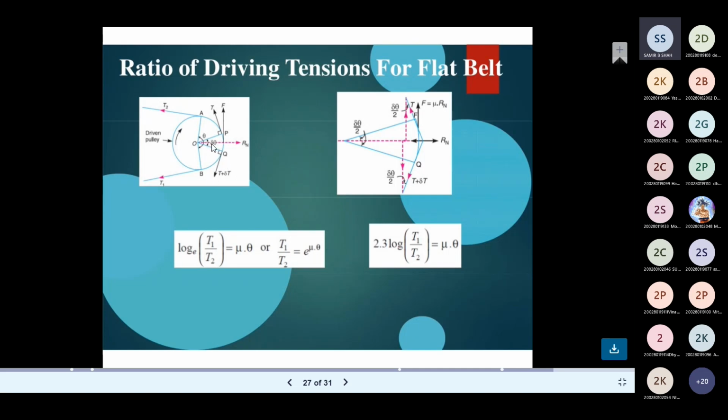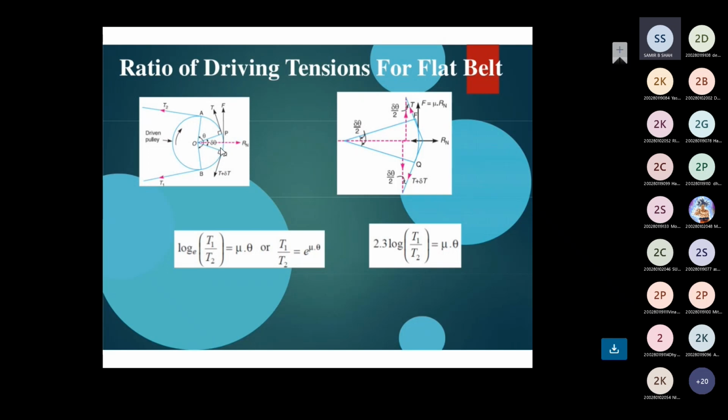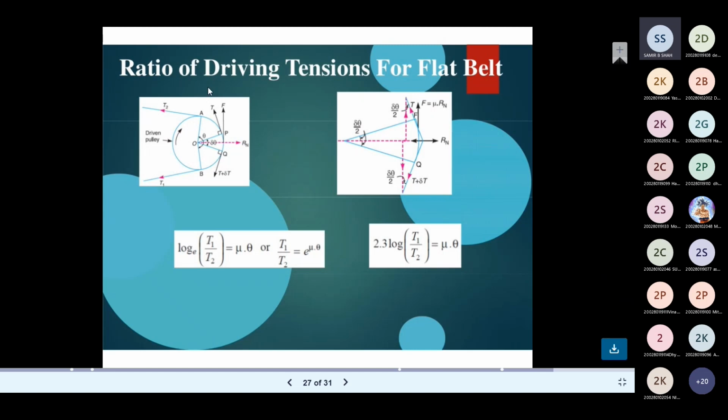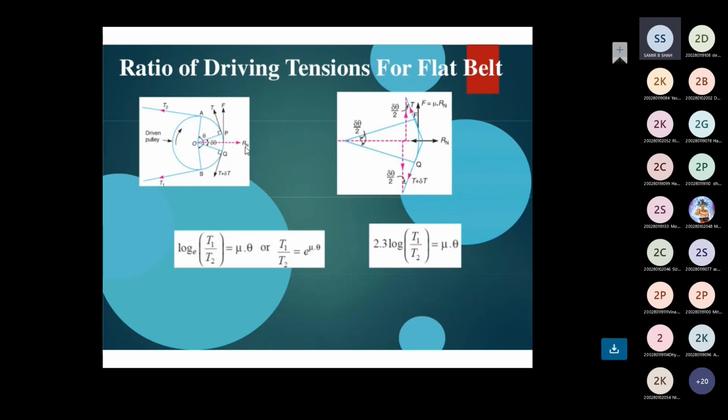T plus del T. It may be half portion, so T sine del theta by 2 plus T sine del theta by 2. Okay, T plus del T on both sides, del theta is already there, but it may divide into two portions, that is T and T plus del T. So we assume that both sides have a half portion. So (T plus del T) sine del theta by 2 plus T sine del theta by 2 is called the reaction. So reaction is equal to T plus del T.